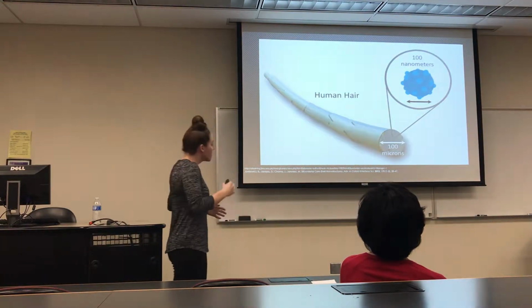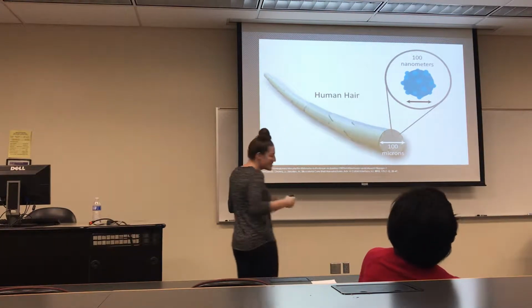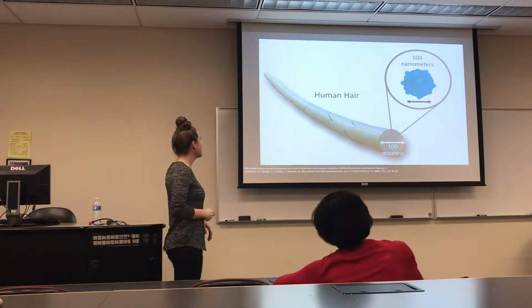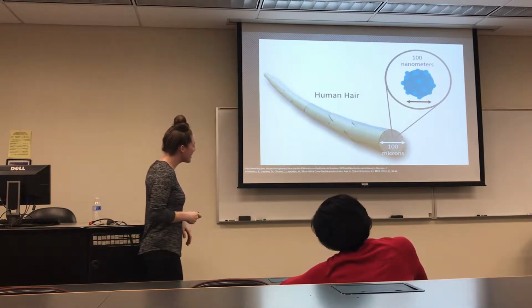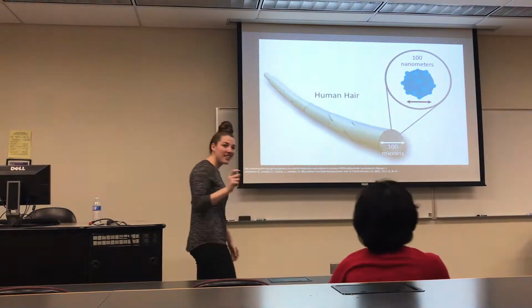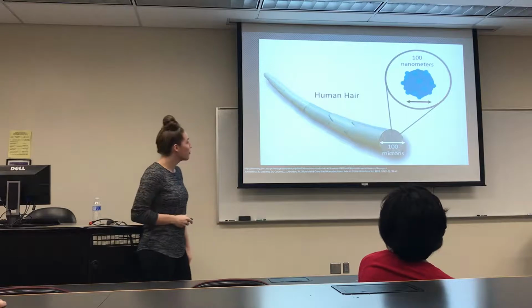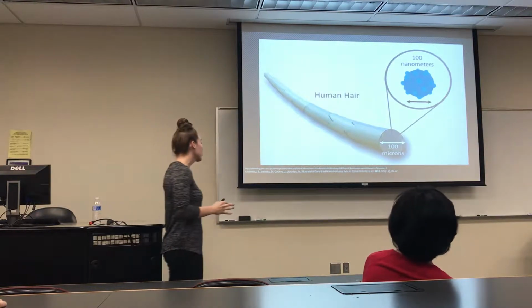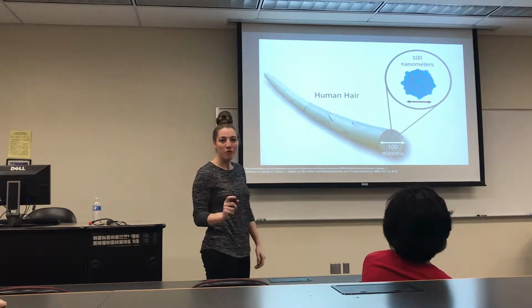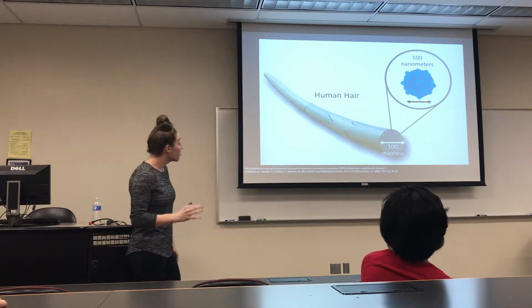So what we can do instead is compare it to something we're all very familiar with. Most of us have hair. The majority of us, everyone in this room does. If we take a look at the average strand of human hair, the diameter is roughly 100 microns. A micron is 10 to the negative 6th, and a nanometer is 10 to the negative 9th. So a 100 nanometer nanoparticle is roughly 1,000 times smaller than the average diameter of your human hair, which is really, really small.